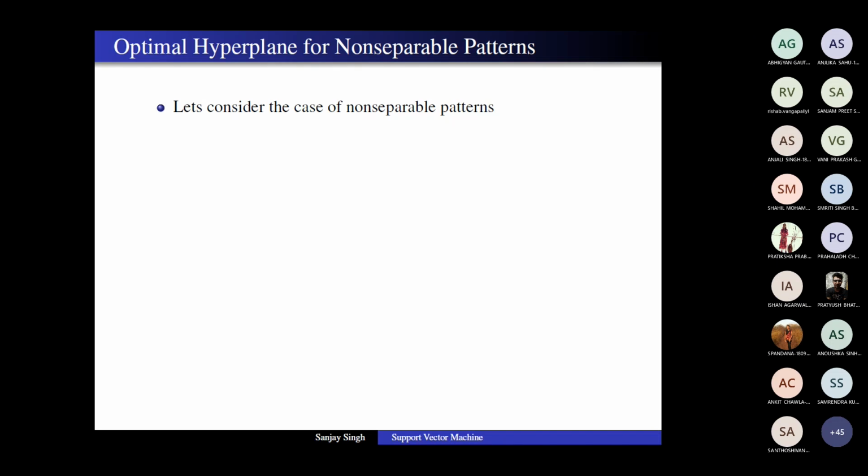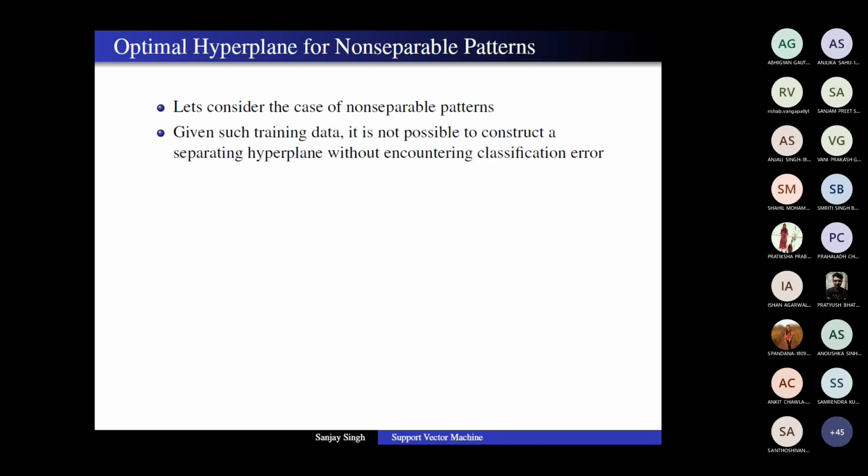That's why we initially developed something, and you'll get a surprising result: one concept is used in the dual even though the problem is completely different. The dual problem for both the linearly separable and non-linearly separable cases remains the same. We'll see that. Given such training data, meaning non-linearly separable, it is not possible to construct a separating hyperplane without encountering classification error. But you want to find an optimal hyperplane such that classification error can be minimized, if not eliminated altogether.